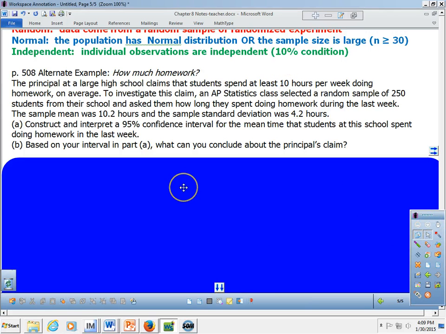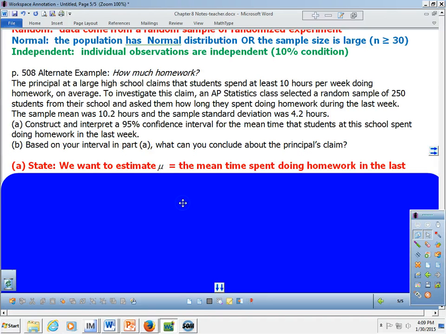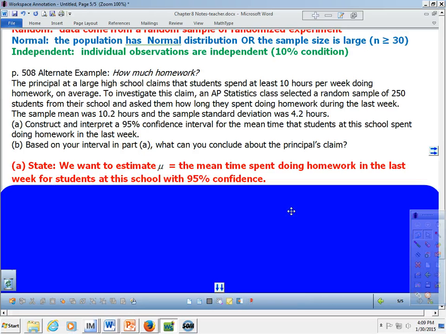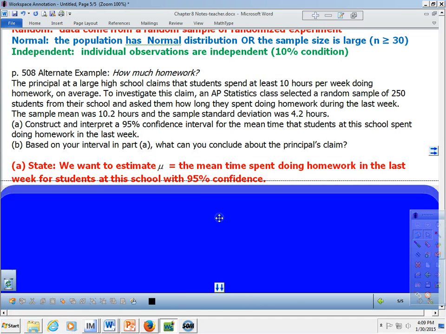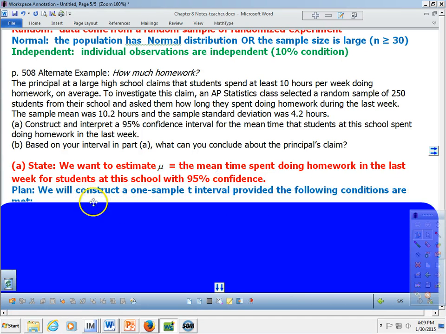All right, so 4-step process. State. What do we want to estimate? Well, we want to estimate mu, and we've got to define mu. It's the mean time spent doing homework in the last week for students at this school. We want to make sure that we include a confidence level, 95% confidence. Plan. State what you're going to do.